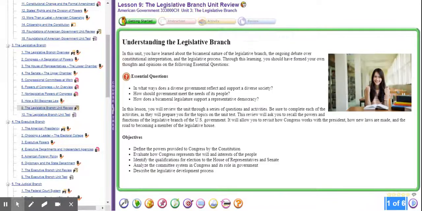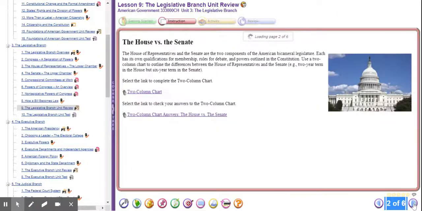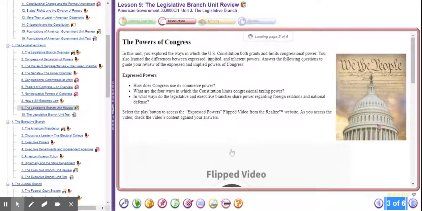Okay. And then that gets us back to where we started, 3.9 here, which walks you through a review. And I would definitely make sure that I did that. There's a really good chart here, and I don't know if you're going to see it if I click on it, but right here, it opens up differences between the House and the Senate. Okay, so I would look at that chart, as that's a really good review.